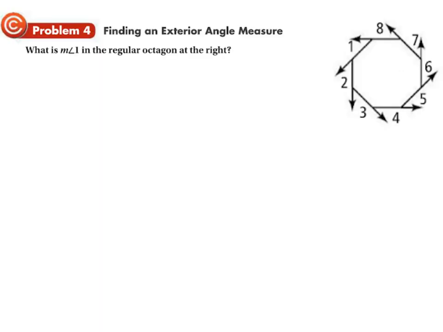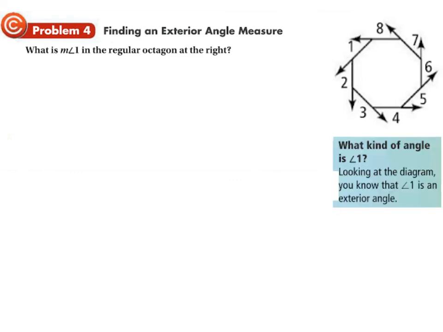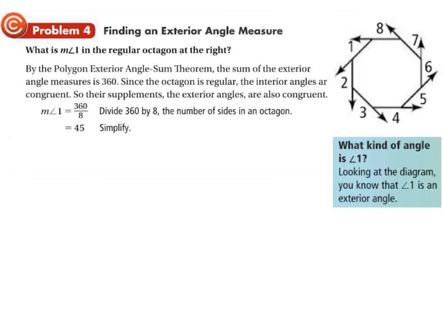Okay, so what is the measure of angle 1 in the regular octagon at the right? The trick here is that it is a regular figure, so the 360 degrees it's going to total has to be split up equally among those 8 exterior angles. And of course it's an exterior angle, so we know it follows this rule. You take the number of degrees, 360, and divide it by 8, because since it's regular, each exterior angle is going to be the same, and you find that each one is 45.